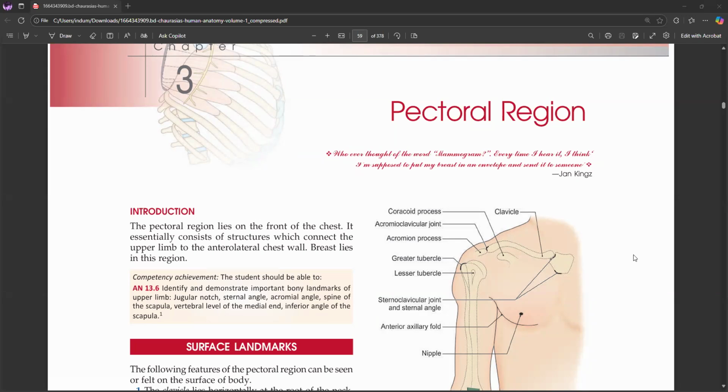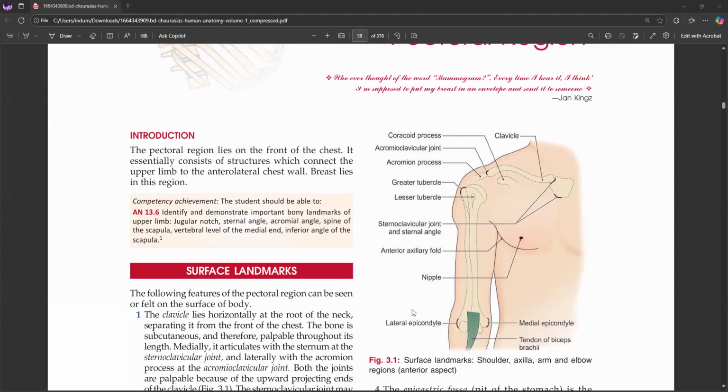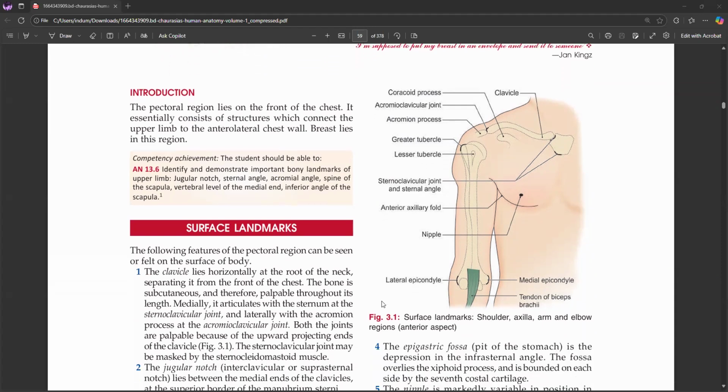Today we are going to start reading of chapter number 3, Pectoral Region of Human Anatomy, Volume 1. Let's get started. Introduction. The pectoral region lies on the front of the chest. It essentially consists of structures which connect the upper limb to the anterior lateral chest wall. Breast lies in this region.